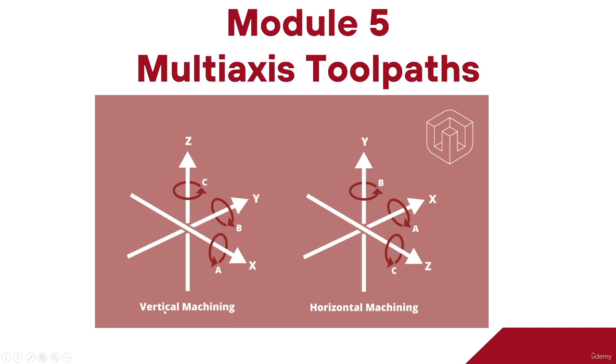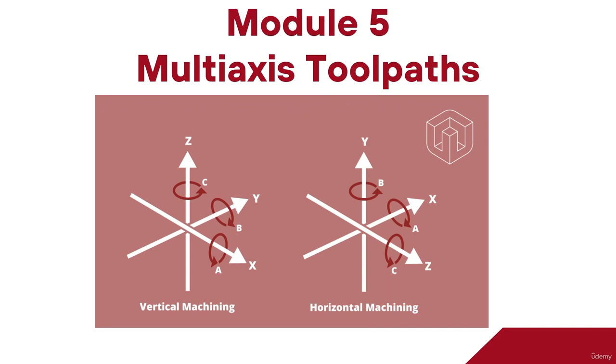This applies in the case of a vertical machining center, and for a horizontal machining center the case will be the same. But as you know, the vertical machining center has the Z-axis in a vertical position and the horizontal machining center has the Z-axis in a horizontal position. But the other axes will be the same.